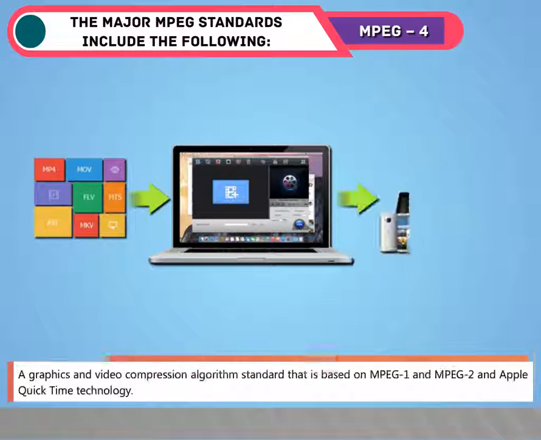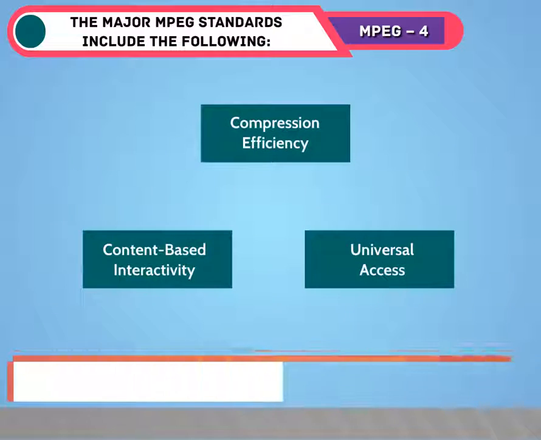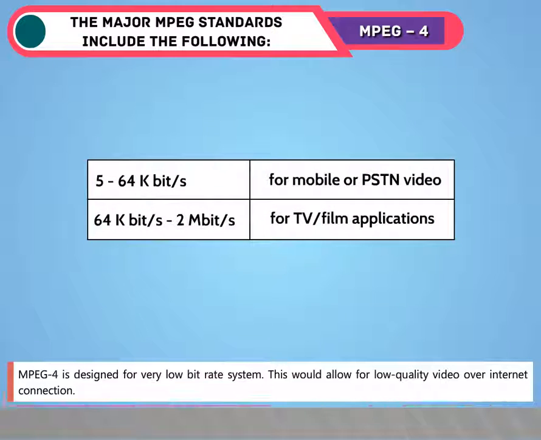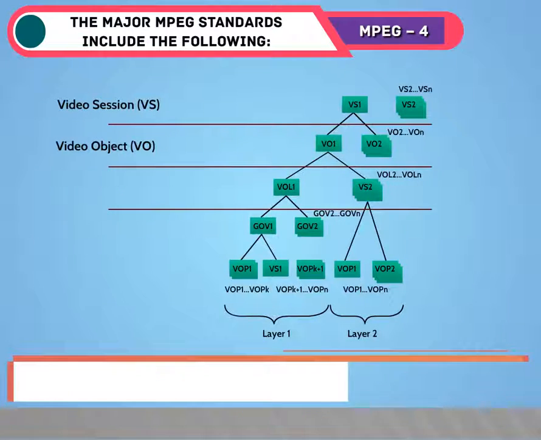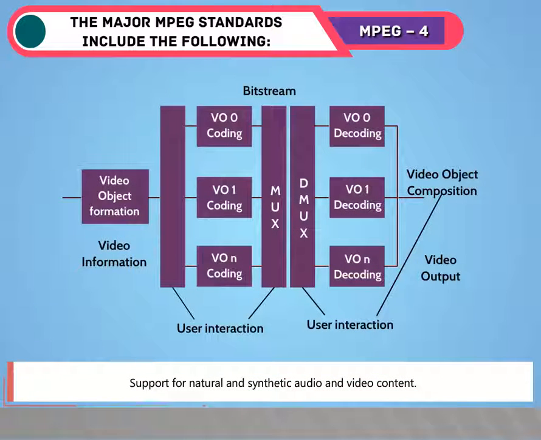MPEG-4, a graphics and video compression algorithm standard that is based on MPEG-1 and MPEG-2 and Apple QuickTime technology. MPEG-4 is designed for very low bitrate systems. This would allow for low quality video over internet connections. The object of MPEG-4 was to standardize algorithms for audio-visual coding in multimedia applications, allowing for interactivity, high compression, scalability of video and audio content, and support for natural and synthetic audio and video content.